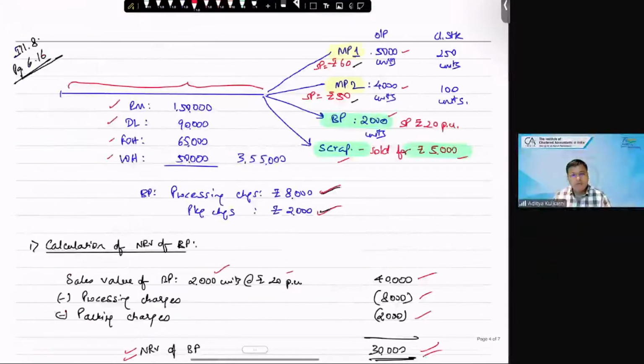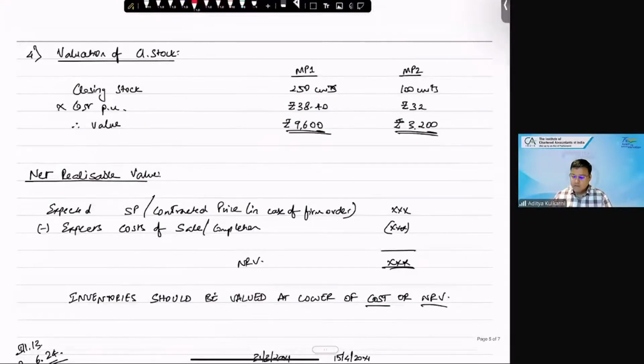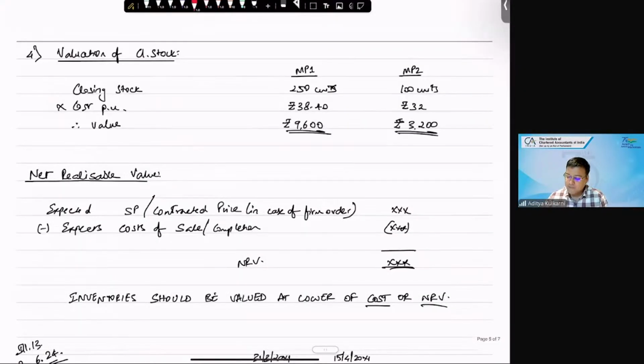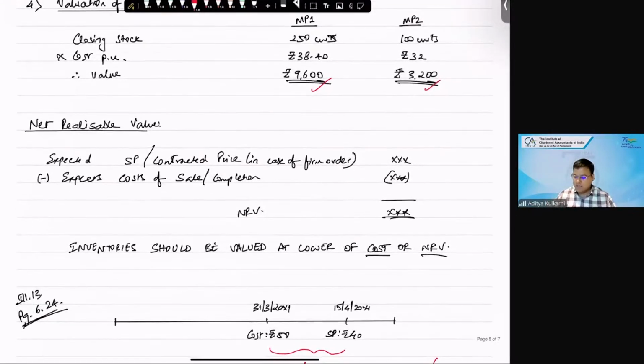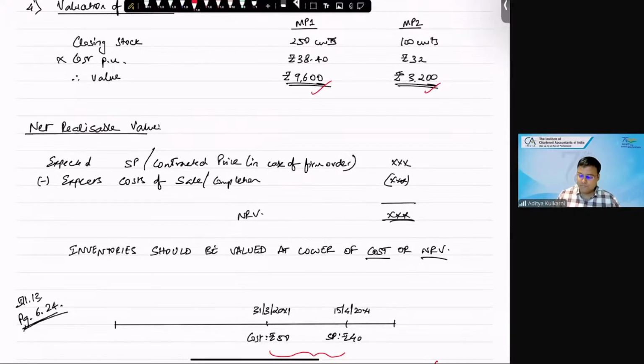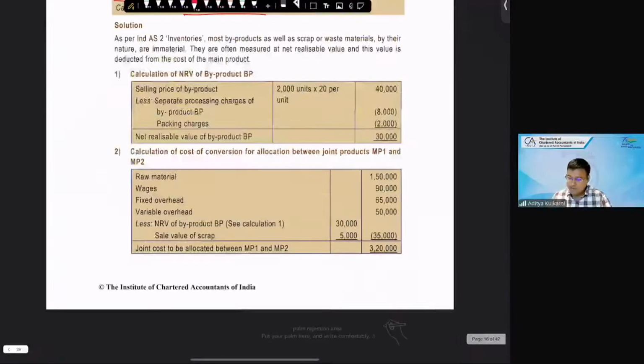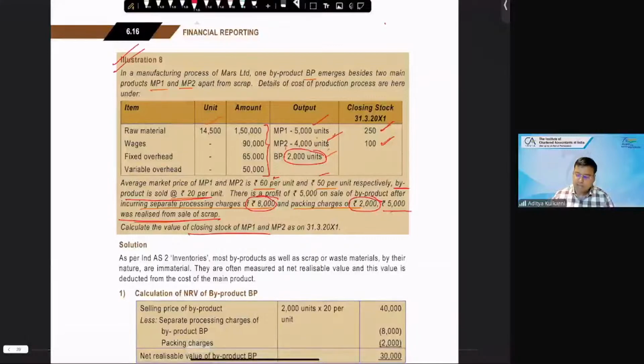Let's proceed further. Valuation of closing stock. I have 250 units of MP1 and 100 units of MP2. So 250 into 38.4, 9,600. 100 into 32, 3,200. That's all that is asked in the question. So we have calculated the value of closing stock. All right. Perfect. So illustration 8 is done.